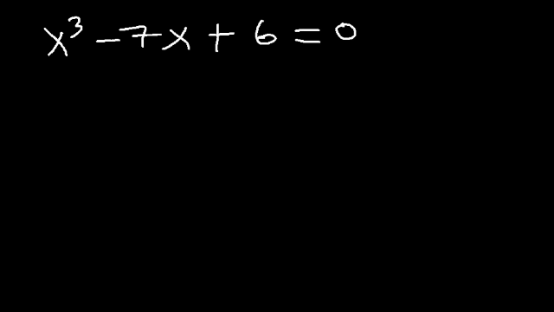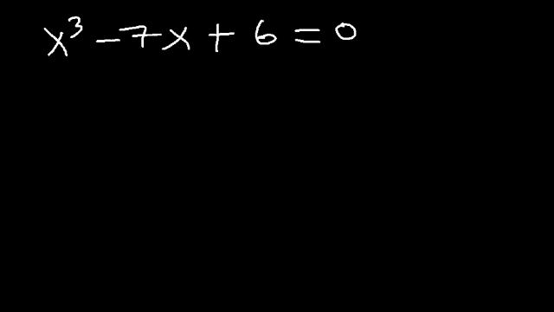Now let's talk about how to factor polynomials using synthetic division. And at the same time, we're also going to talk about how to use that information to find the zeros or the roots of a polynomial. So let's say x cubed minus 7x plus 6 is equal to 0. How can we factor this expression in order to solve for the value of x?